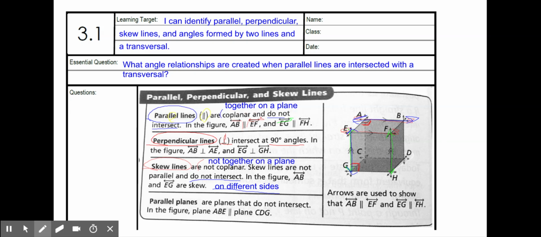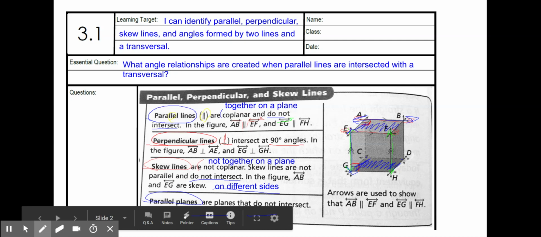Okay, parallel planes. Parallel planes are planes that do not intersect. So like in the figure, plane ABE, that's the top, right? The top is parallel to the plane on the bottom, plane CDG. Remember to name planes like CDG, you only need 3 points on the plane.